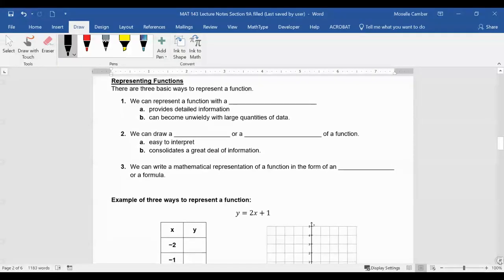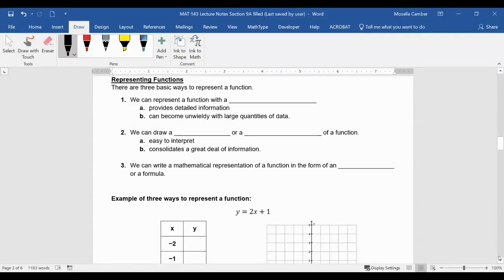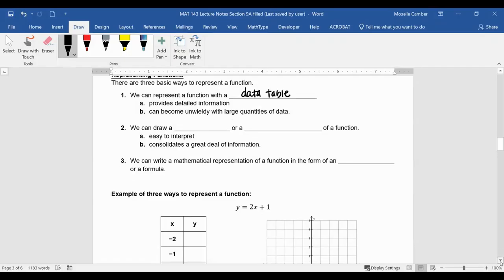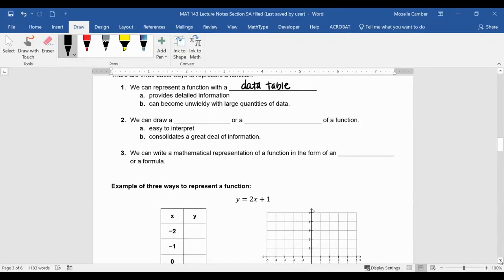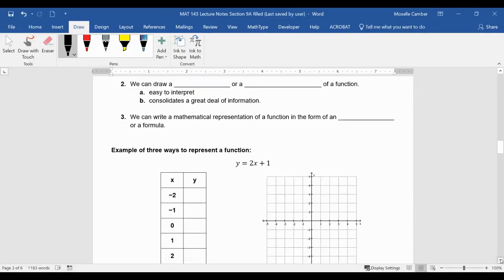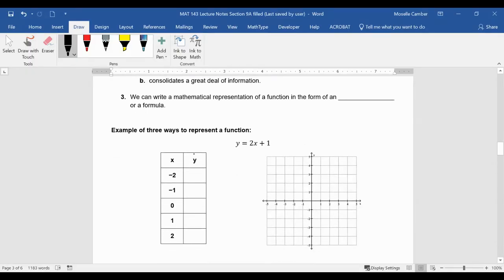Okay, so now representing functions. There's three basic ways to represent a function. So we can represent it with a data table, that provides detailed information, but if you have a lot of data, it can get really unwieldy. So, for example, here we have this data table of different x's and y's.